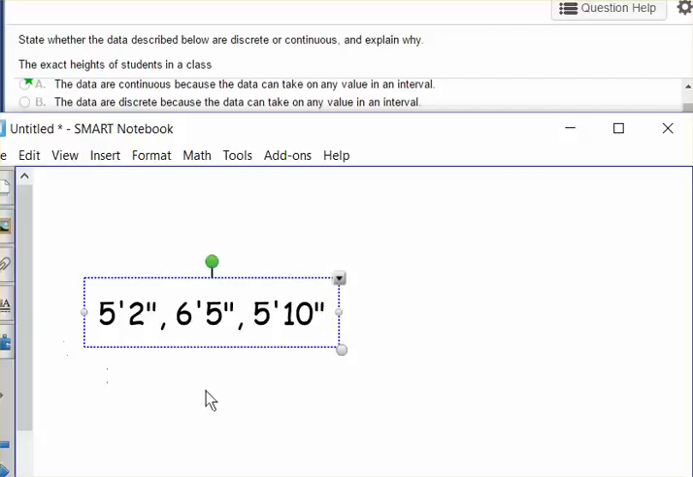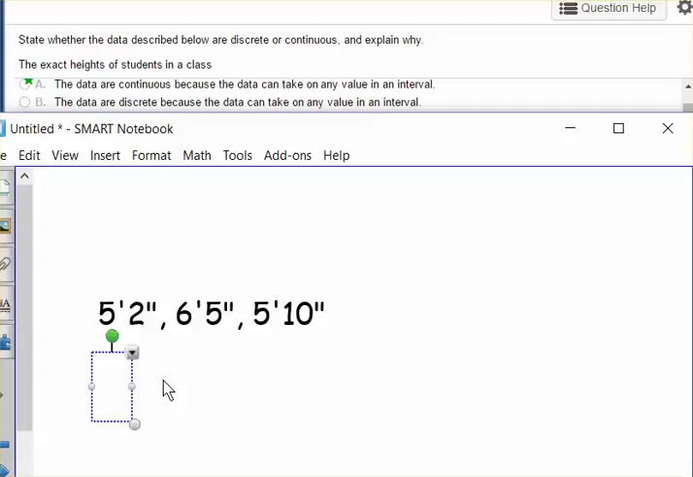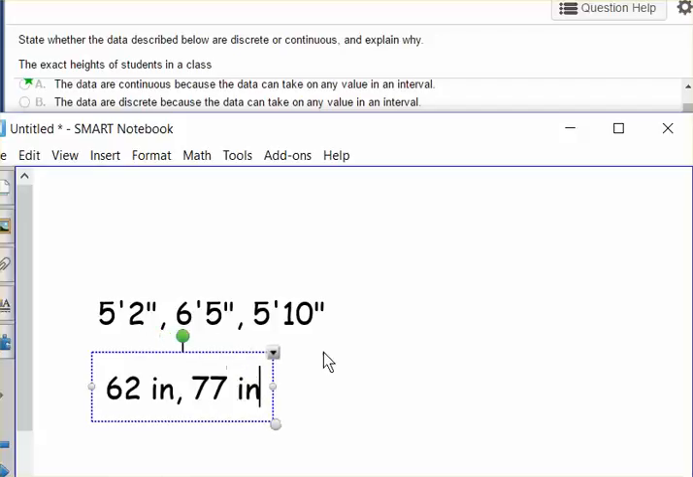But if we converted these all to inches, let's see, 5 feet is 60, so this is going to be 62 inches. And 6 times 12 is 72, and 5, that's going to be 77 inches. And 5 feet 10 inches is going to be 70 inches.